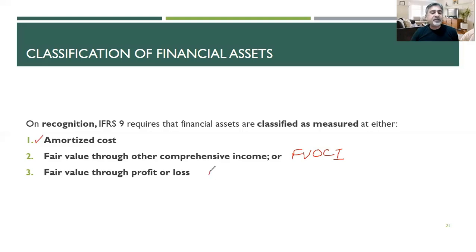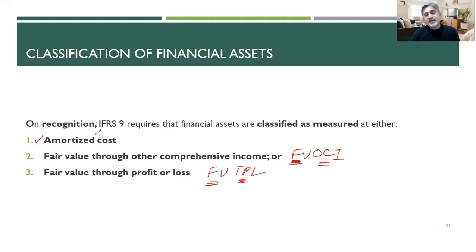And we said fair value through profit and loss, FVTPL, which means that on the balance sheet, we will show the fair value. Any gains and losses will be recognized in OCI. On the balance sheet, we show it at fair value. Any gains and losses will be recognized in profit and loss.